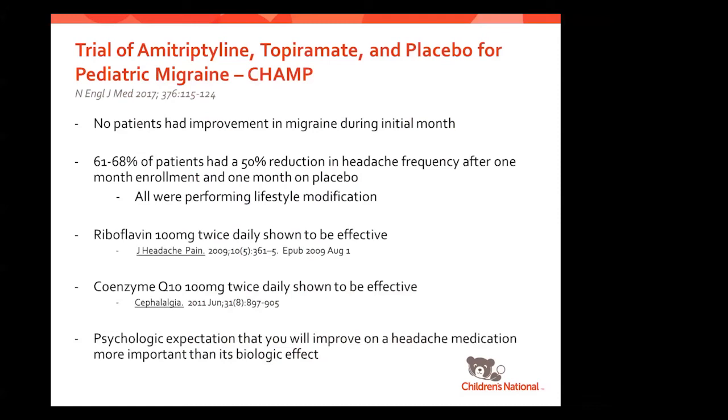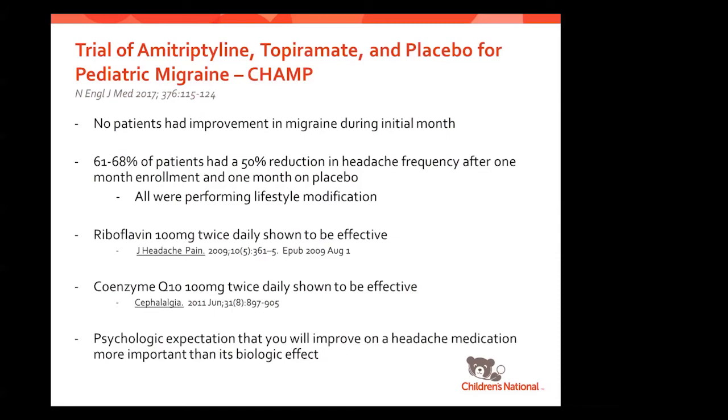However, almost 70% of patients had half as many headaches after 1 month on placebo. So 2 months into the trial, they've been drinking a lot for a month, and now they're on a placebo for a month. 70% of them are better already. So you can cure 70% of your headache patients by doing lifestyle modification and a pill. But if you don't give them a placebo, nothing will work.